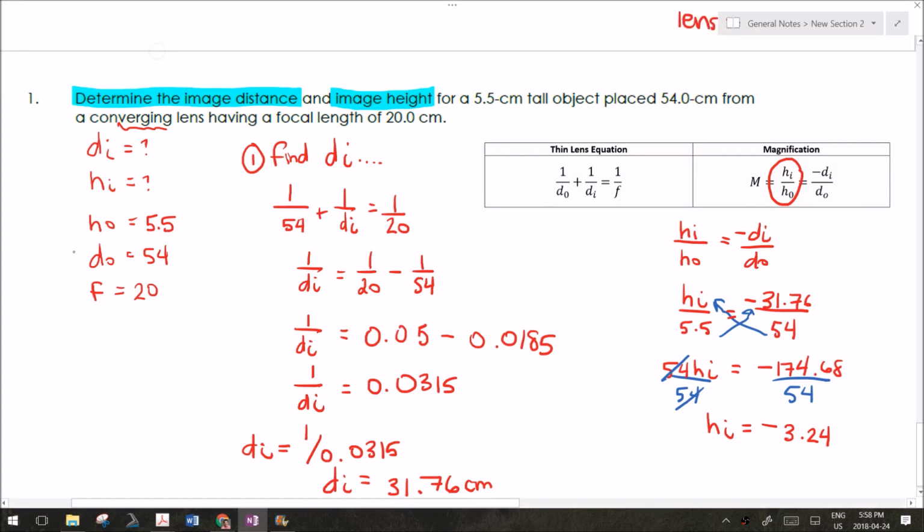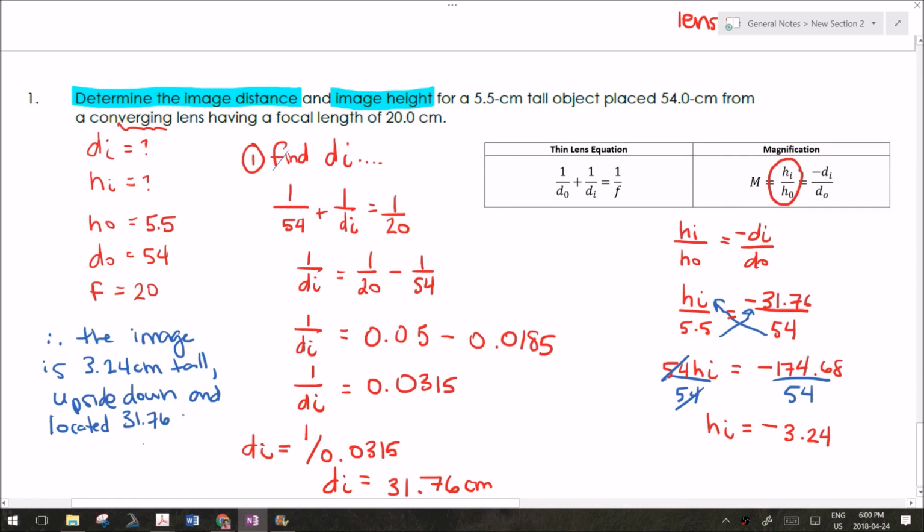So I can write my therefore statement. Therefore, the image is 3.24 centimeters tall. It is upside down. I know that because it's a negative image height. And located 31.76 centimeters from the lens. So that's all the information I can tell from the distance of the image and my height of the image. So those negatives and those positives are really useful for interpreting the answer. So we'll leave it there for now. Just go ahead and finish your practice problems.